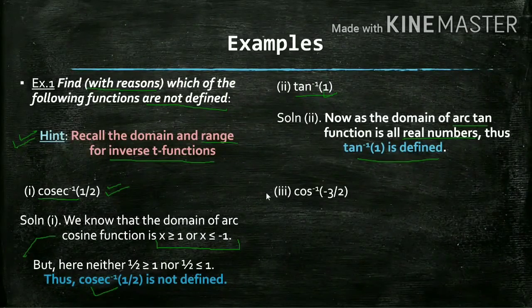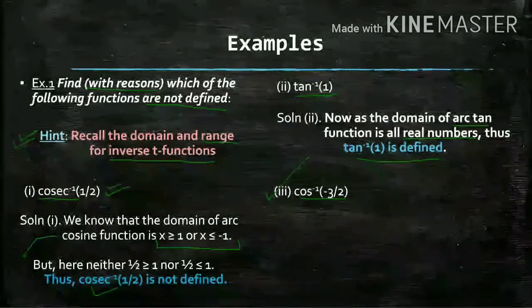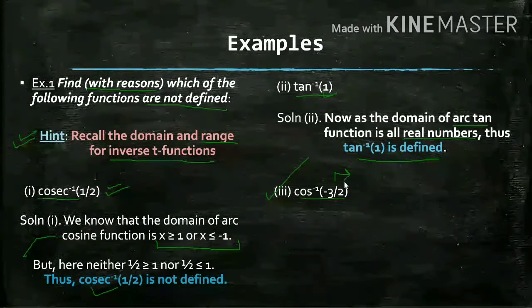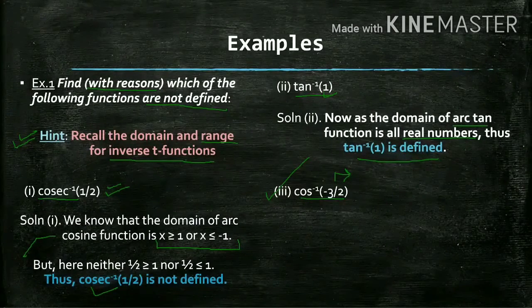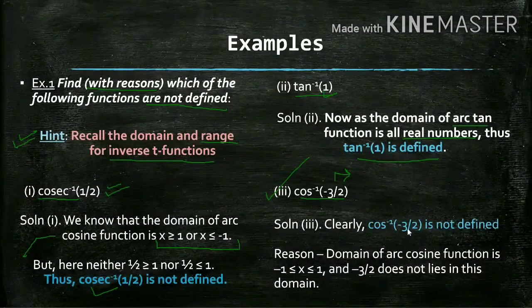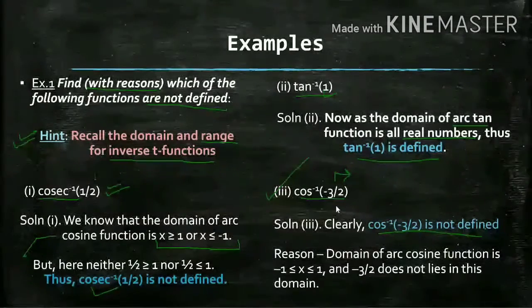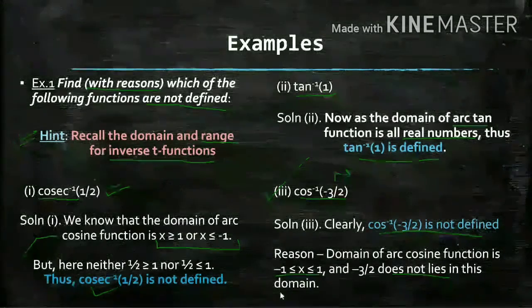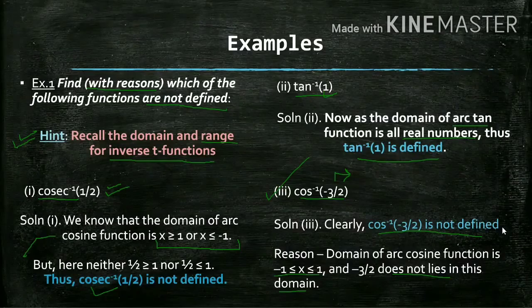Next question, or the example basically, cos inverse minus 3 by 2. What is this? Is it defined or not? Find it out. So I hope you are done with this example. Let me tell you. It is not defined because you know that the domain for cos inverse is just minus 1 to 1, closed interval, and minus 3 by 2 means minus 1.5, which is less than minus 1. So it does not lie in the domain. No? If it does not lie, then it's not defined. Simple.